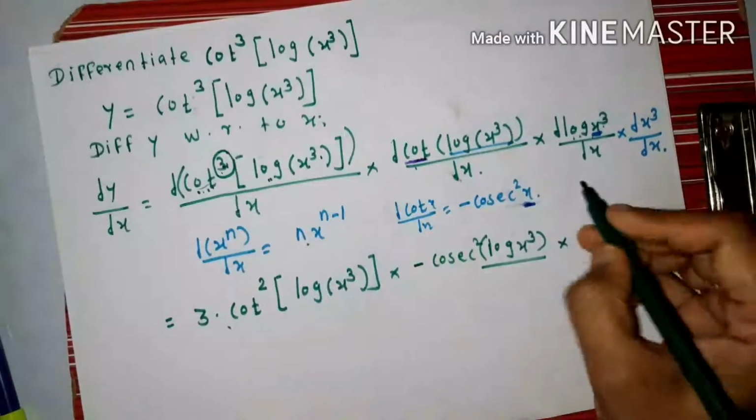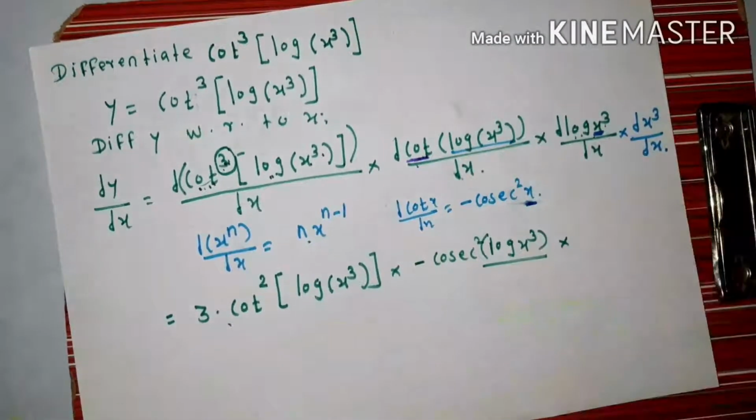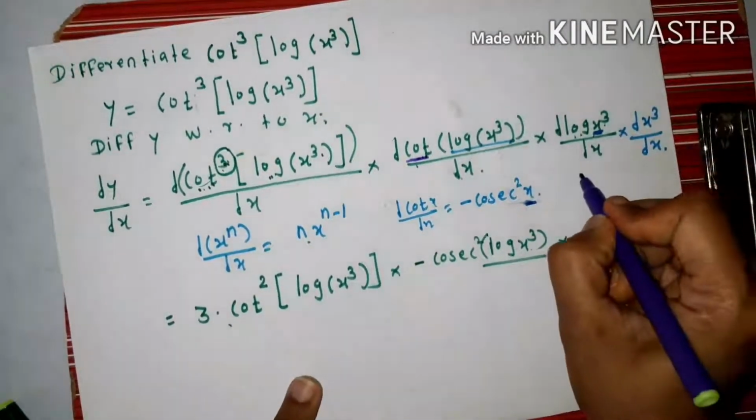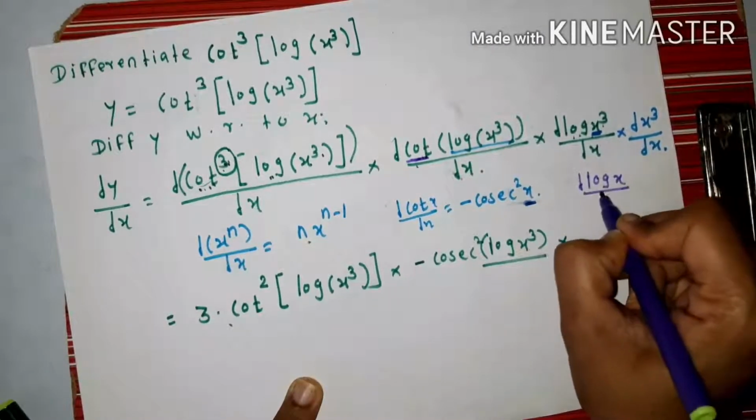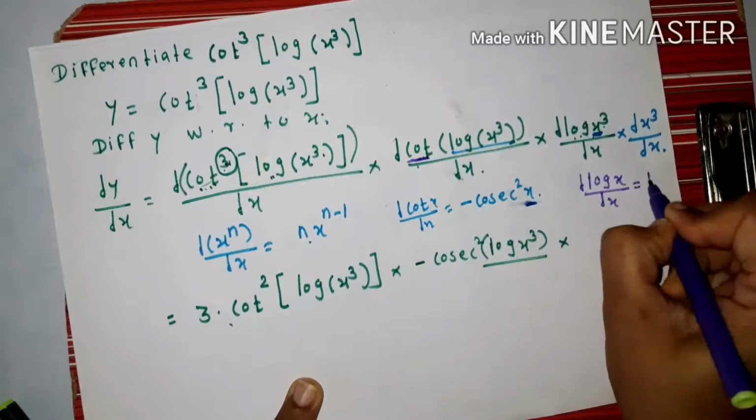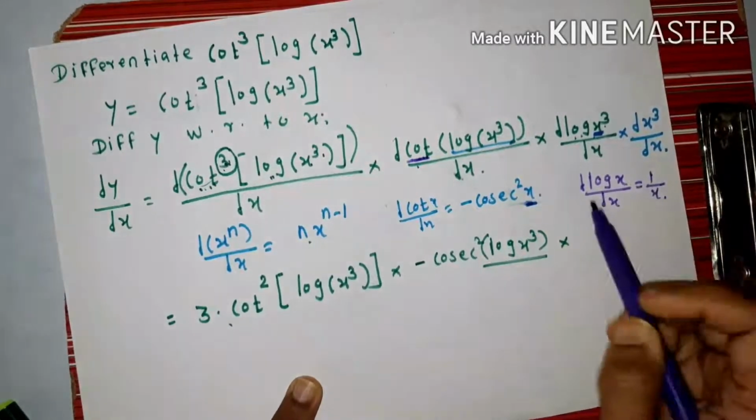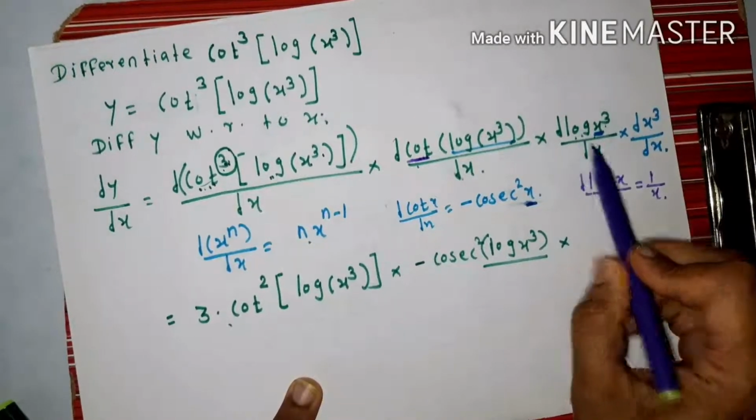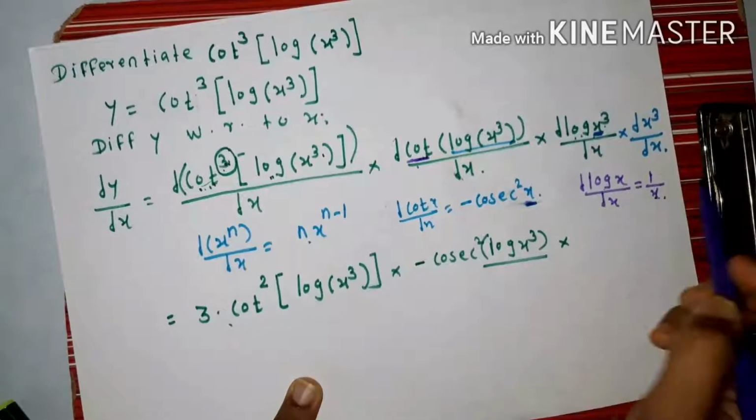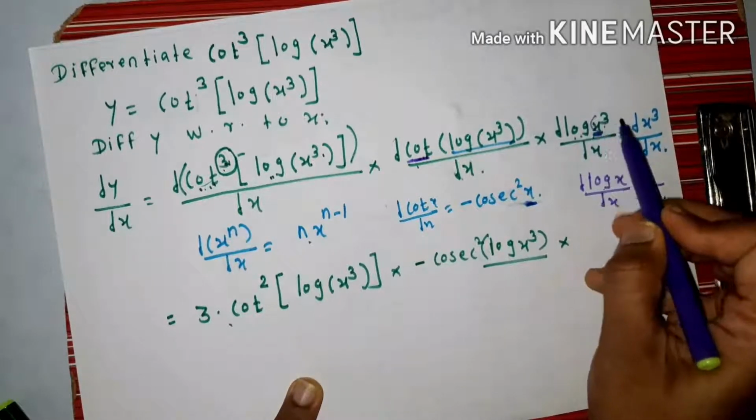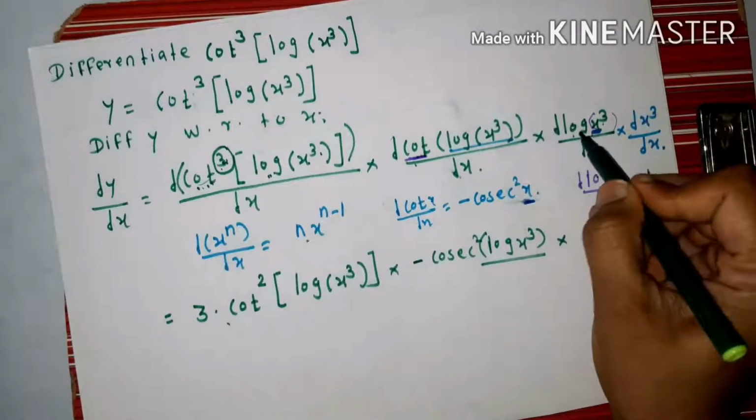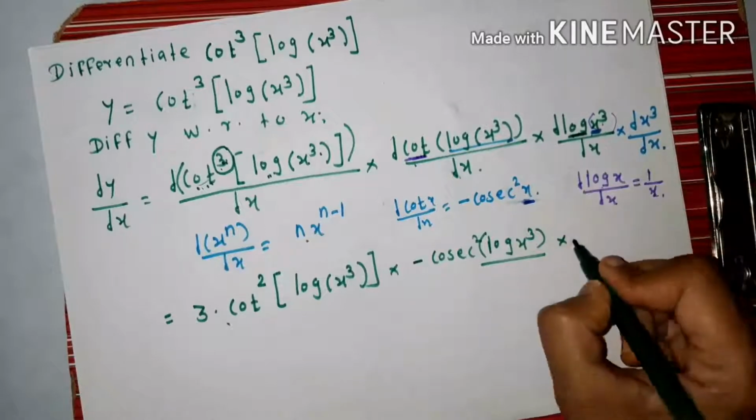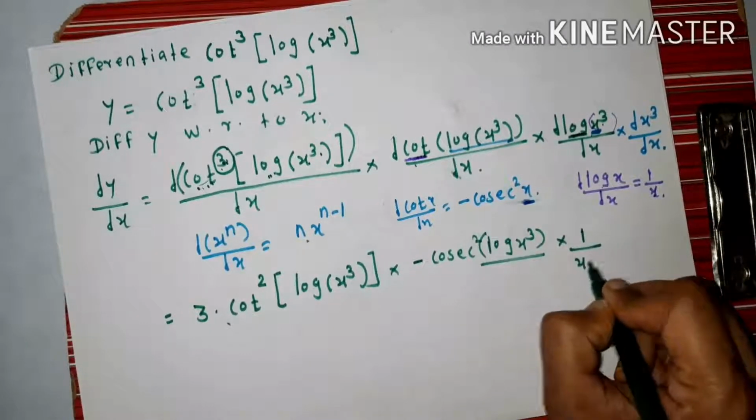Now, differentiation of logarithmic function, that is log. Differentiation of log of x with respect to x is 1 upon x. And here differentiation of log of x cube is 1 upon x cube. Differentiation of log is 1 upon x raised to 3.